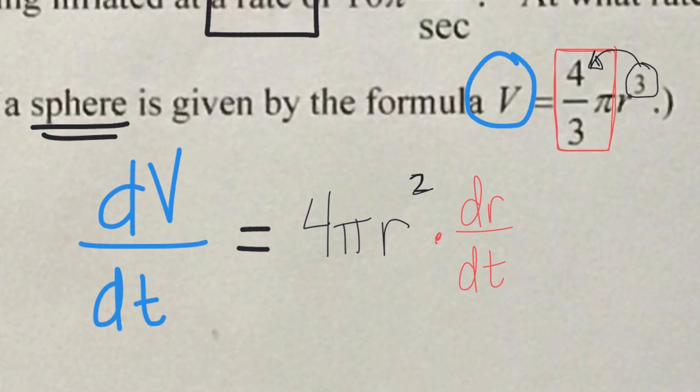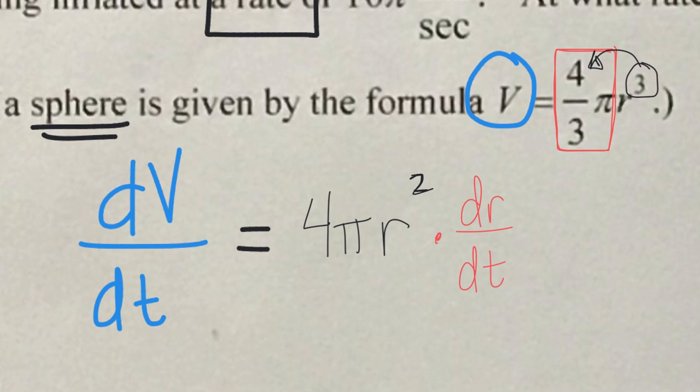Okay, how does that feel right there? Just like with implicit, anytime we take a derivative of a letter, we always have to have that with respect to time derivative. So dV dt, the rate of change of volume with respect to time, equals our formula derived times the derivative, the rate of change of radius with respect to time. Always have a d something dt.